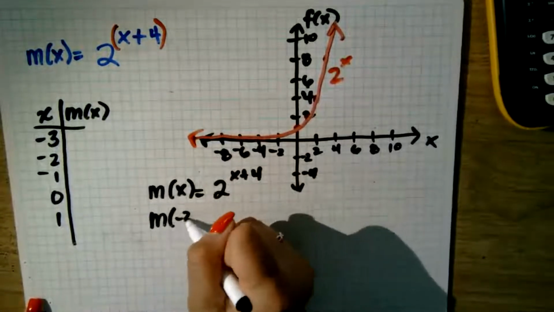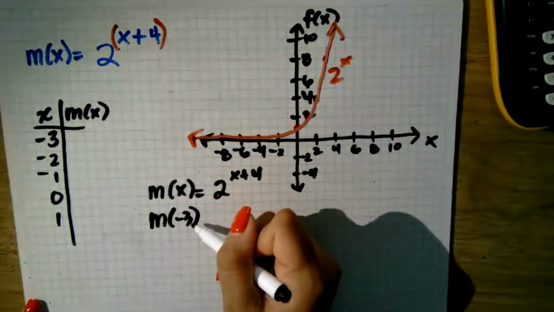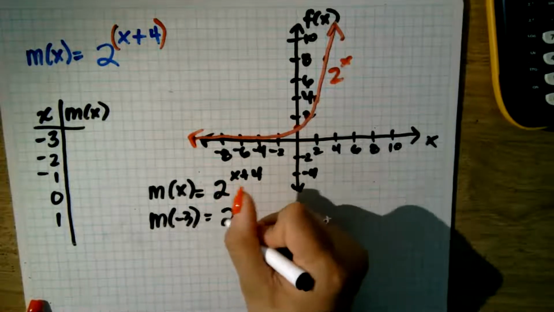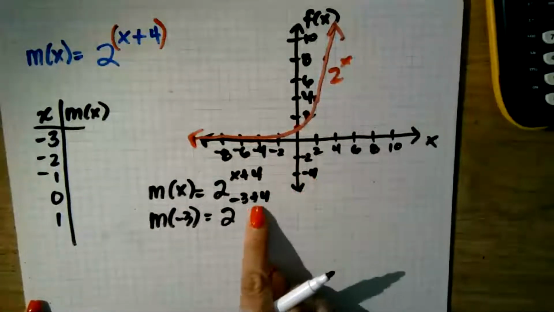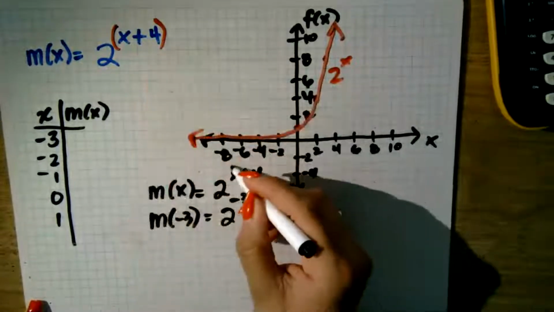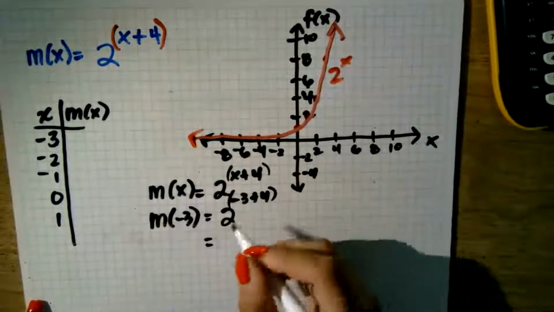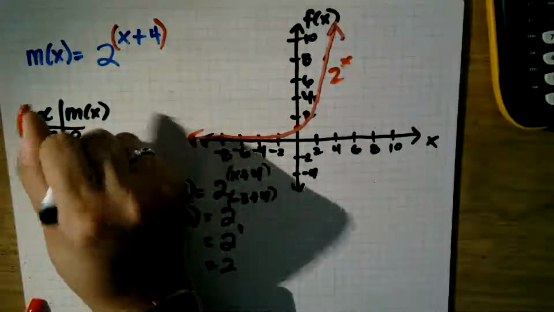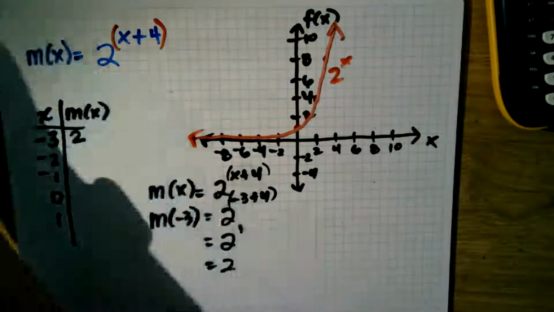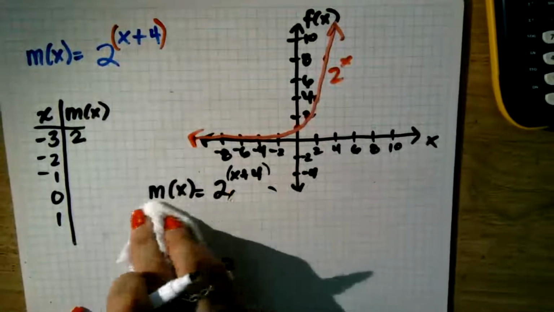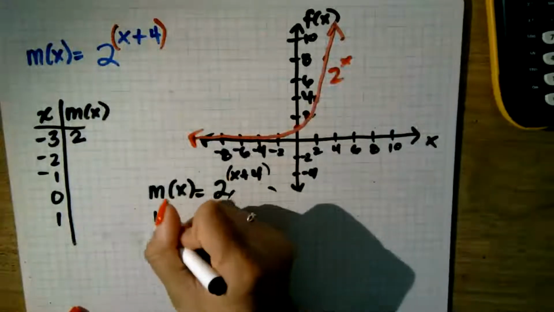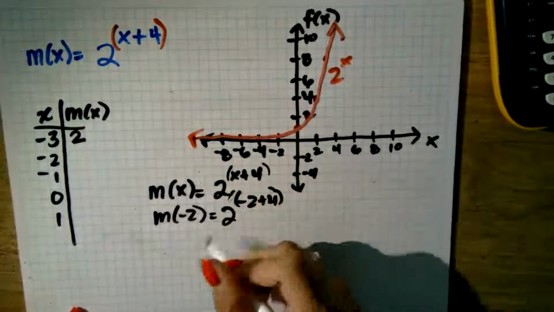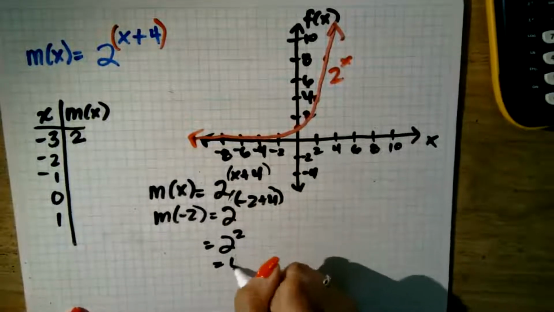Let's see. M of -3. Remember, whenever I plug in a -3 here, that means I'm replacing the x value with whatever value I'm putting in here, which is giving me 2 to the -3 plus 4. I simplify this first because notice there's parentheses there, so I'll put them here too. That's going to give me -3 plus 4 is 2 to the 1, which is just 2. So m of -3 is 2. Let's look at m of -2. So m of -2 gives me 2 to the -2 plus 4. -2 plus 4 is 2, so 2 squared gives me 4.